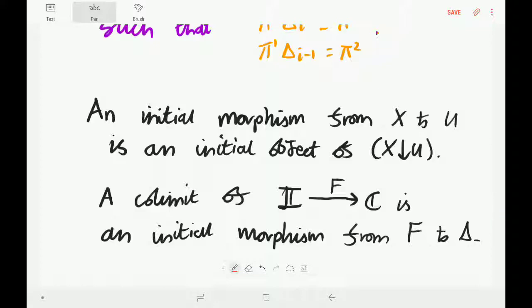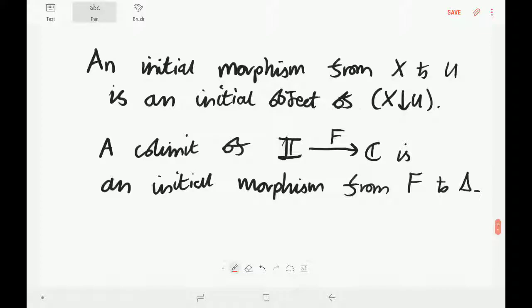Now, just to say, we can dualize all this stuff. An initial morphism from X to U is an initial object of the comma category X downwards arrow U. Here, we imagine that X is like a functor from the single object category, coming in from the left, and U is our general functor. Anyway, a colimit of this functor F from I to C is an initial morphism from F to the diagonal functor delta. So that's all the high level stuff.